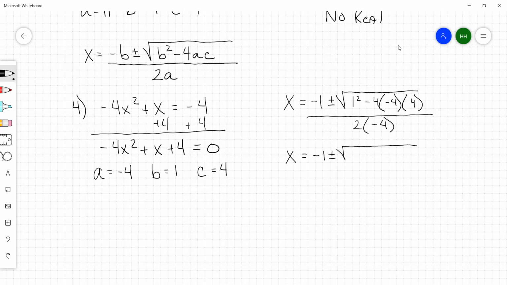So 1 squared minus 4 times 4 times negative 4 is 65 under the radical, all over negative 8. Now, on this multiple choice quiz tomorrow, you may see an answer that looks just like that. All right?